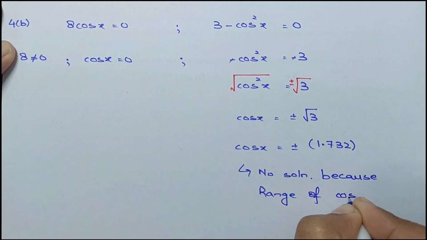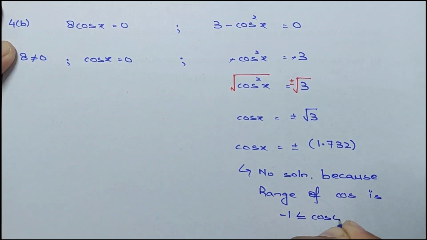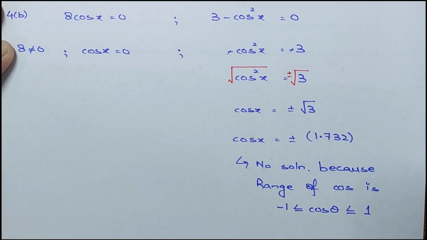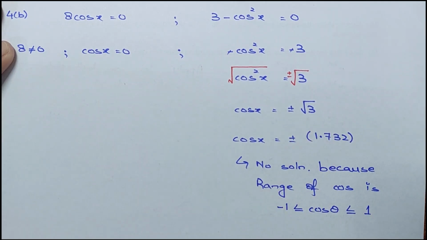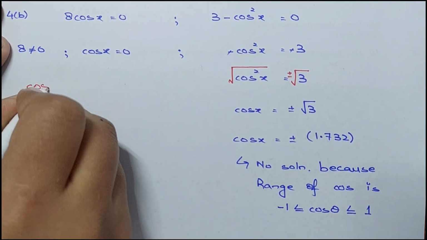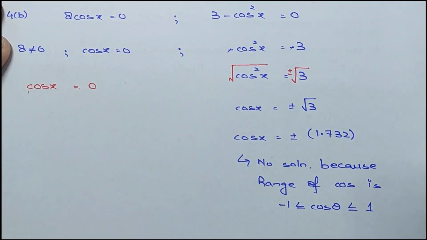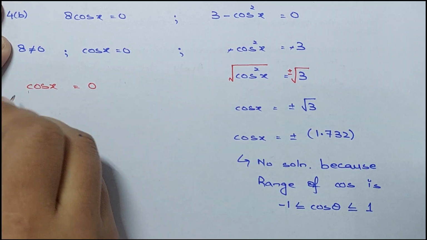The range of cos is minus 1 less than or equal to cos theta less than or equal to 1. So the value of cos should lie between 1 and minus 1. This is more, so that is why we have no solution, right? So we have a solution from here, right? We have the equation cos x equals 0. Now the first thing is to find the base angle.